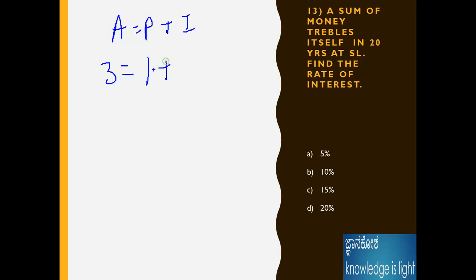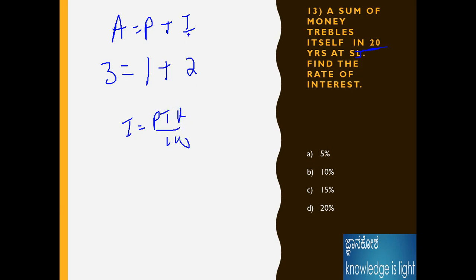Then it should be written as 3 for the amount and 1 for the principal. Here it is 20 years, and this is the simple interest given. Observe carefully, friends. Here we already got I is equal to PTR over 100.